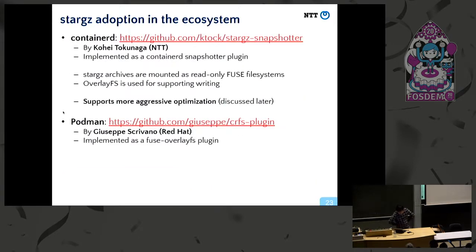And stargz is being adopted by several container runtimes, including Containerd and Podman. For Containerd, my colleague Kohei Tokunaga at NTT implemented this as a Containerd snapshotter plugin. And the Containerd implementation has more aggressive optimization. For Podman, Giuseppe Scrivano at Red Hat is working on a fuse-overlayfs plugin for supporting stargz in Podman.